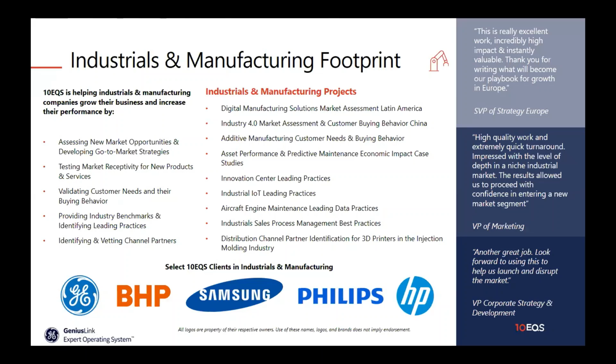We do a lot of industry benchmarking and leading practices. So for instance, a mining company asked us, okay, we are in the process of putting together an asset performance and predictive maintenance software, right? What is the economic impact of other companies that have done this in other industries? What is really the impact, and how do you actually perform this the best way? Other things include looking at innovation centers, how those are structured, organizational best practices.